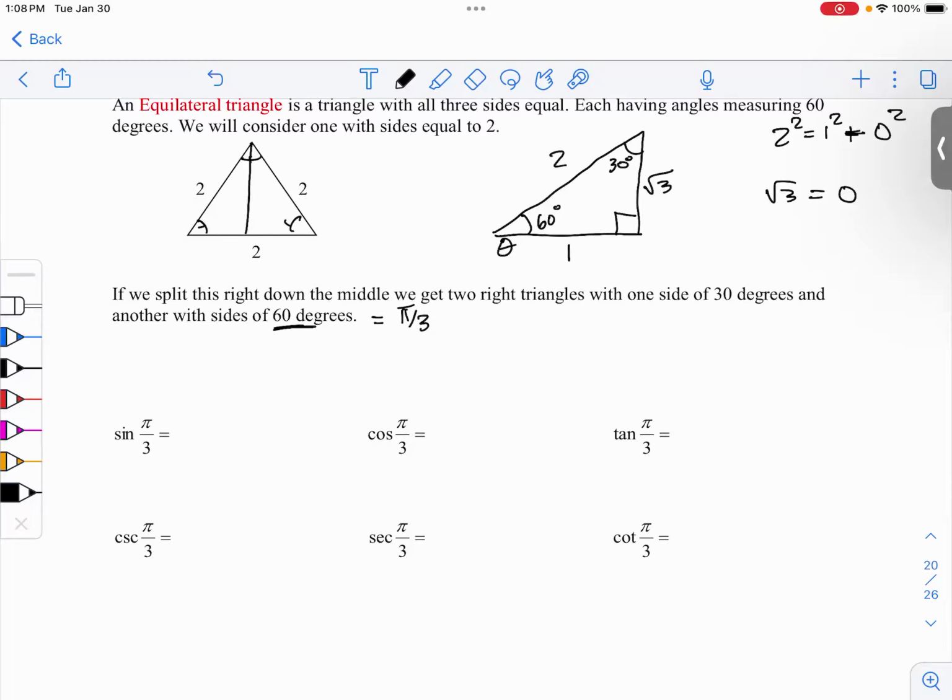When I identify my SOHCAHTOA. SOHCAHTOA. And then so for pi over 3, opposite over hypotenuse, adjacent over hypotenuse, and opposite over adjacent. And then for all the reciprocals, flip them.